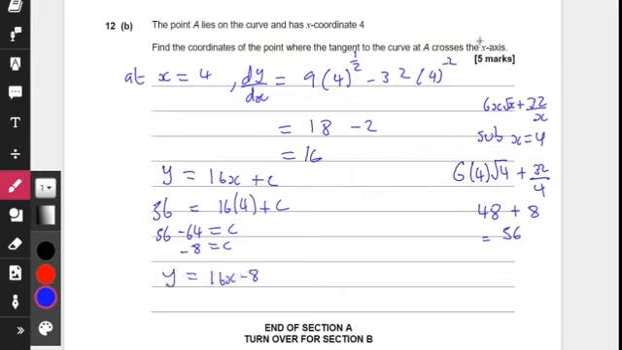And if we look at where it crosses the x-axis, that's where y equals 0. So we say 0 equals 16x minus 8. So therefore, x equals a half. Any questions about that?